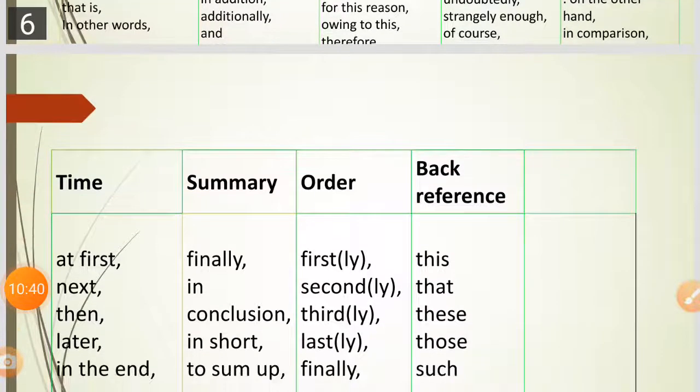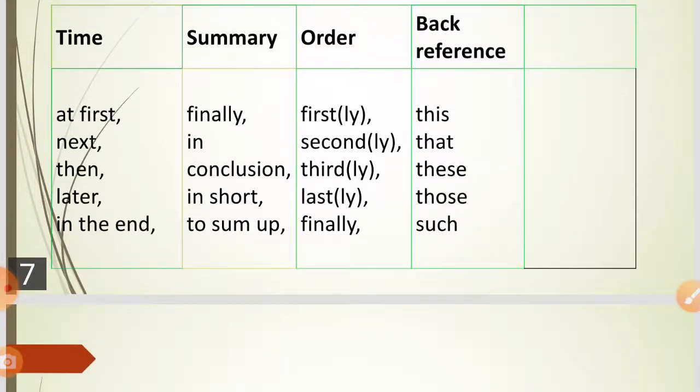There are other examples: time related, summary, order, and back reference. Time: at first, next, then, later, in the end. They suggest the timing, how the writer uses them for the reader. Summary: finally, in conclusion, in short, to sum up. Order: firstly, secondly, thirdly, lastly, finally. Back reference: this, that, these, those, such.